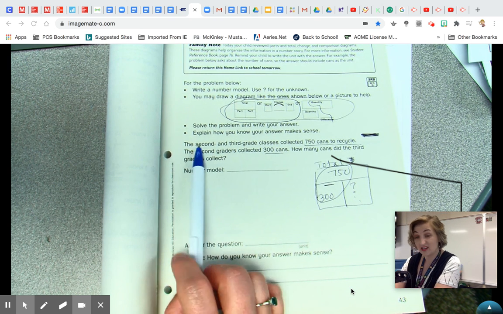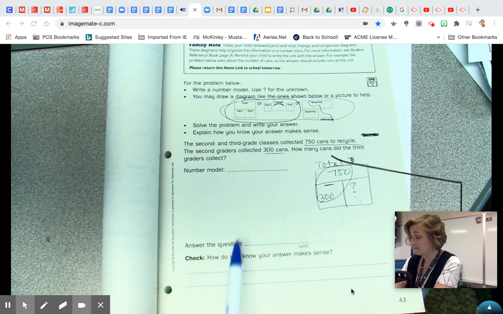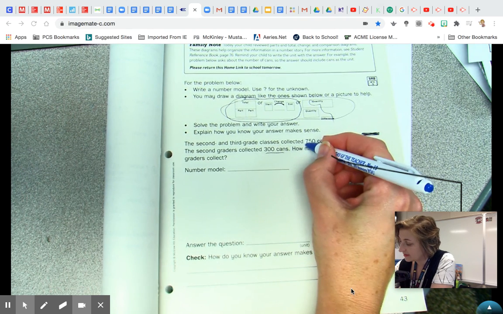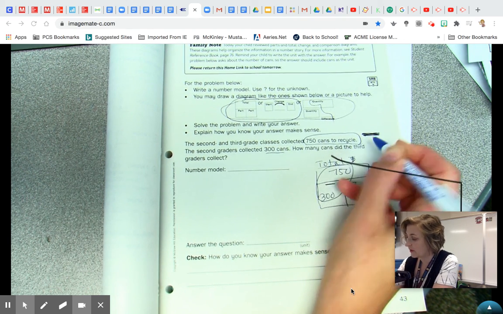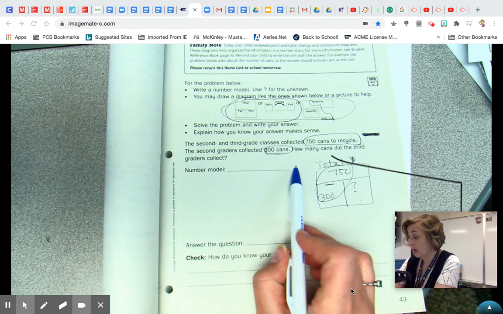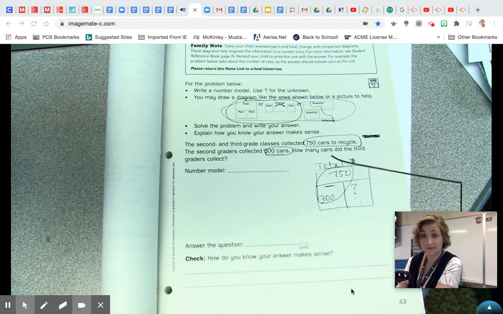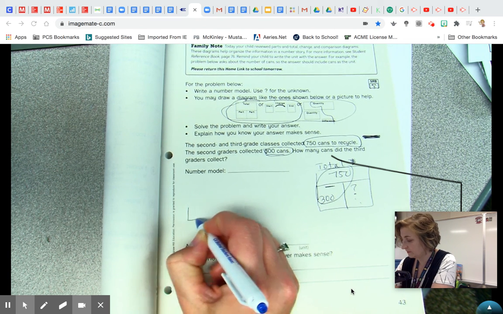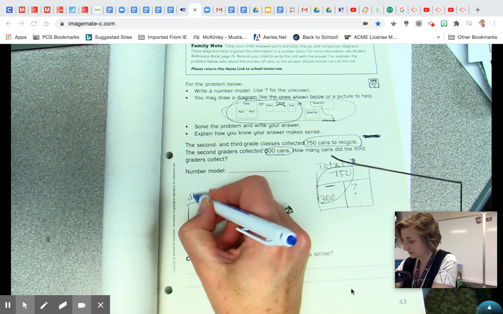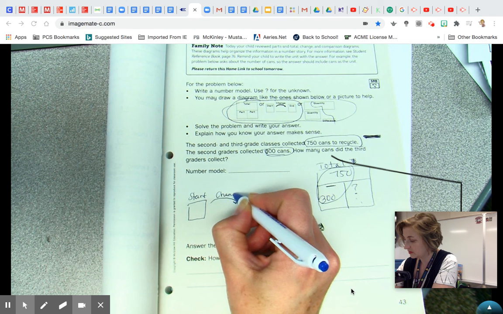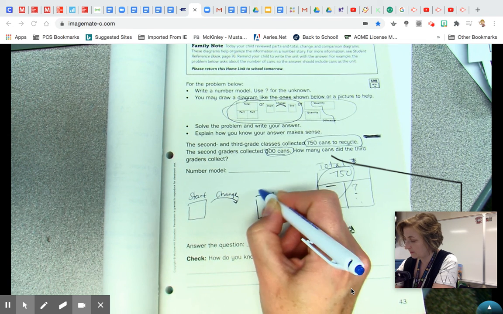So this, and we kind of talked about this today too, because I already have it all set up. The 2nd and 3rd grade classes collected 750 cans to recycle. The 2nd graders collected 300 cans. How many cans did the 3rd graders collect? So you can set it up with the part to part, or you can set it up like this if you wanted to. Start, do your change, and where you end up.